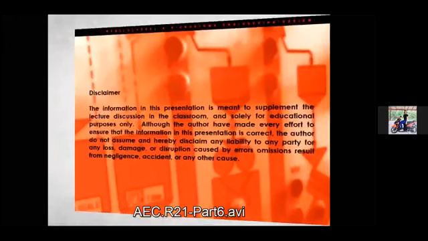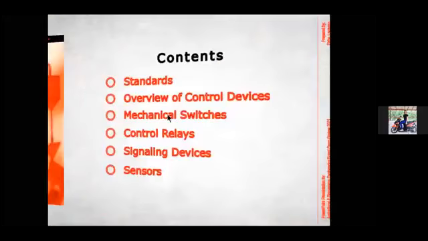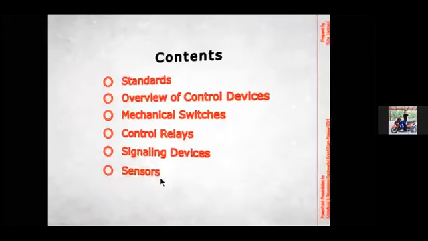This is our fifth topic for the review course in agricultural electrification and controls. And in this topic, we'll talk about motor control devices. For the contents, we'll first discuss the standards from which these control devices are specified, and then we'll have some brief discussions about the mechanical switches, control relays, signaling devices, and sensors.